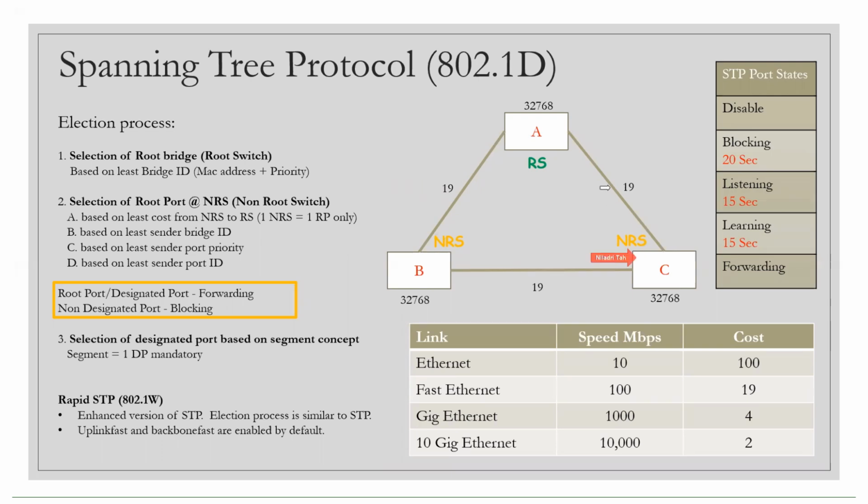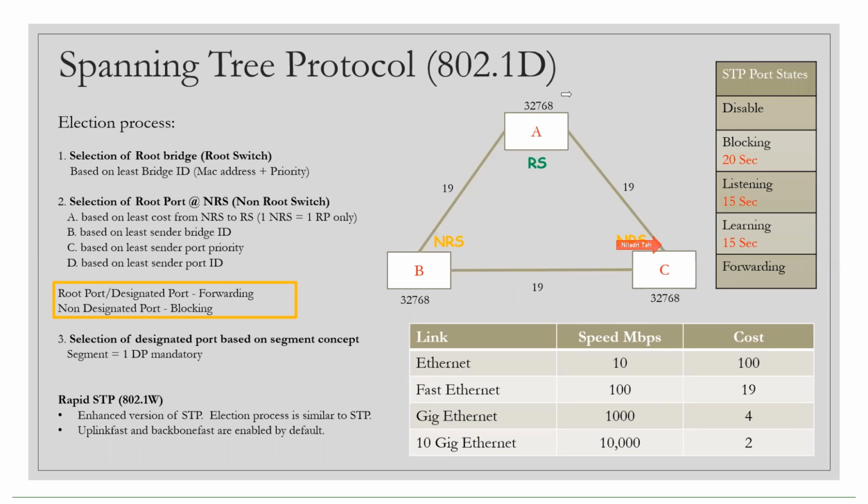So one path is 19 and the other path will be 19 plus 19. You can go round like CBA and reach A as well. Now this path is 19 plus 19, which is 38. So you have to stick with this path. So this particular path will be the least cost between NRS and RS.